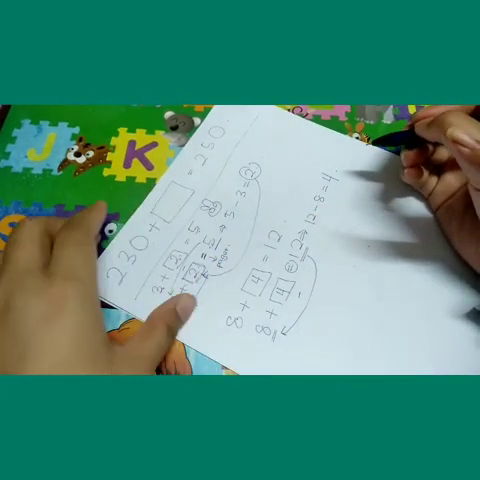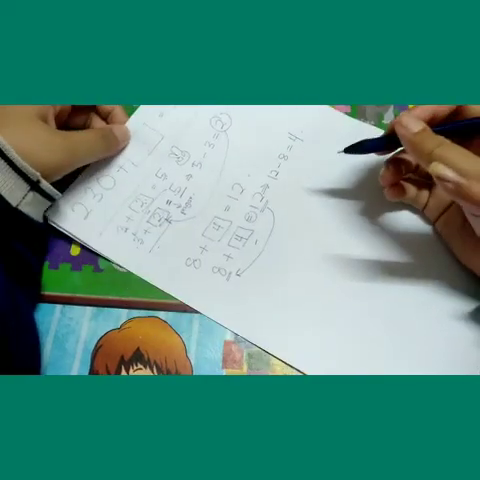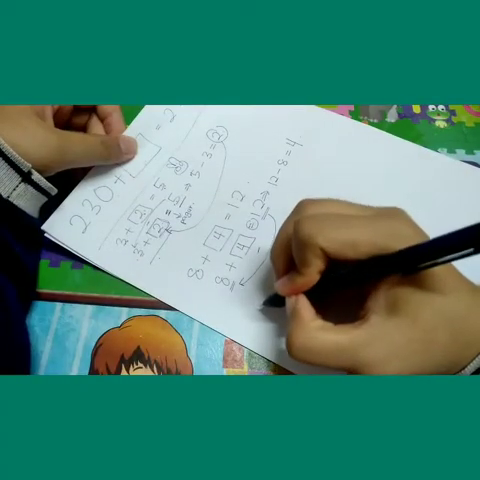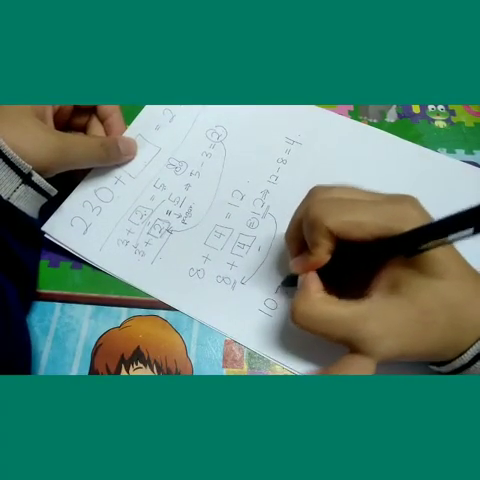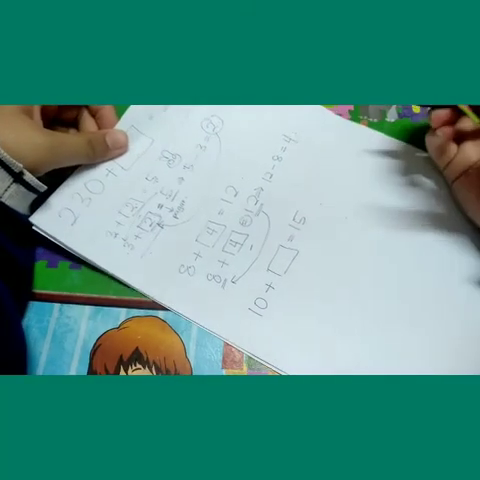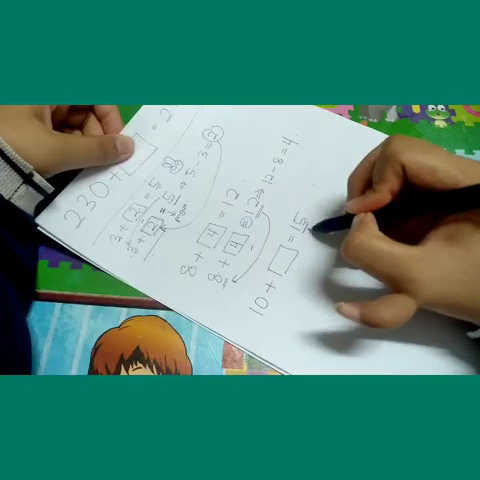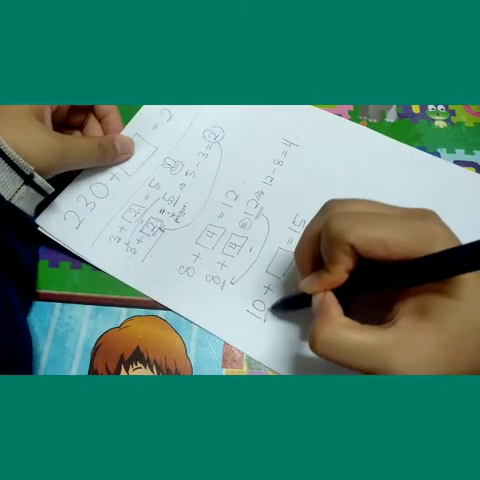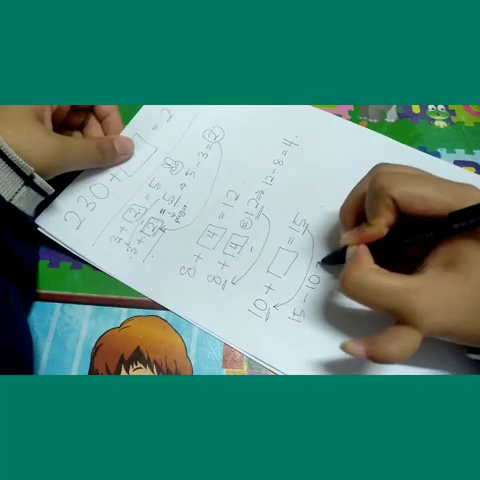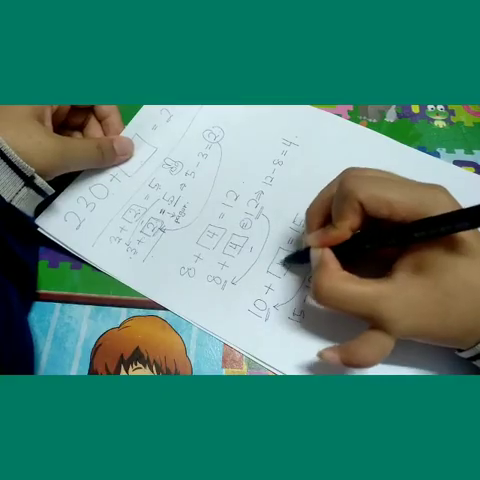Okay, so here's how we solve questions like this. I give you one last example. 10 plus what equals 15? Okay, so we just do some subtraction. 15 minus 10. So 15 minus 10 equals 5. So the answer here is 5.